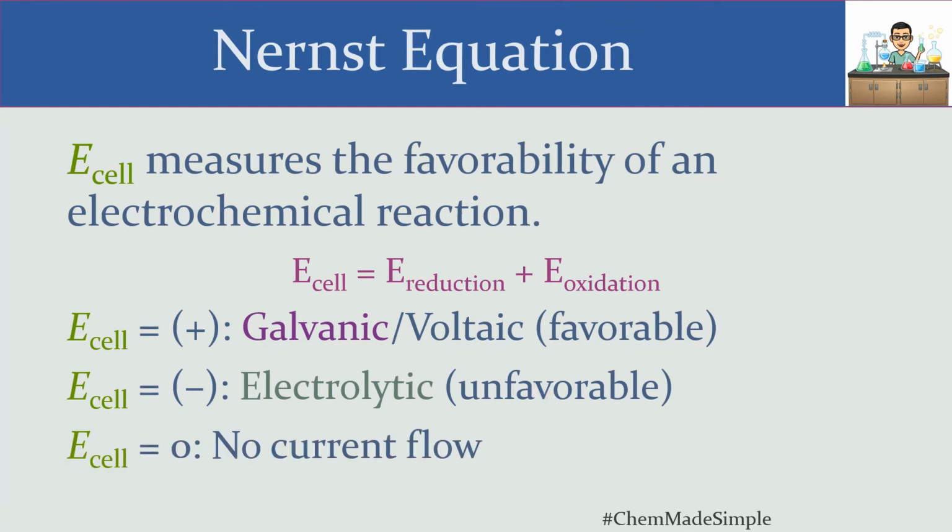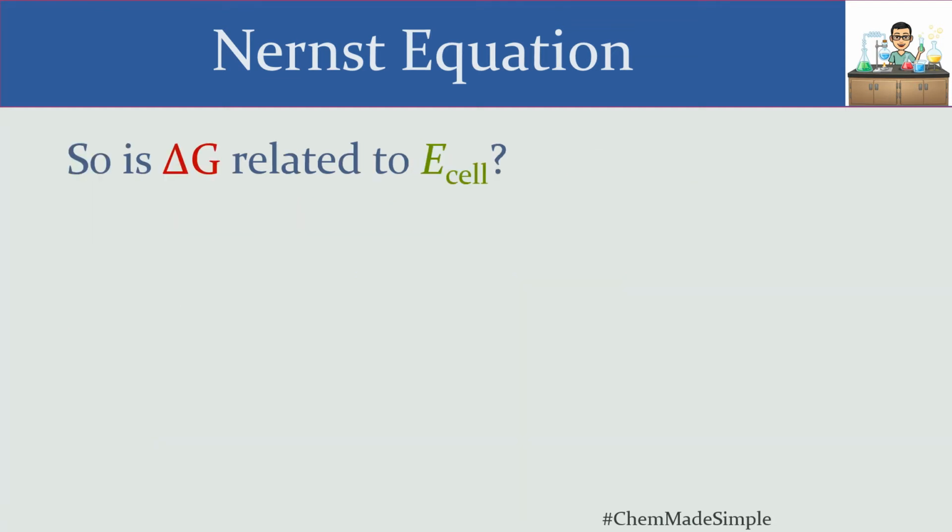Now, if your cell voltage overall happens to be 0, that means your reduction and your oxidation cancel out together. What that means is that you're not going to have any current flow because there's no push towards going to one side or the other. That means that you're not going to have any current flow at all if your cell potential is 0.